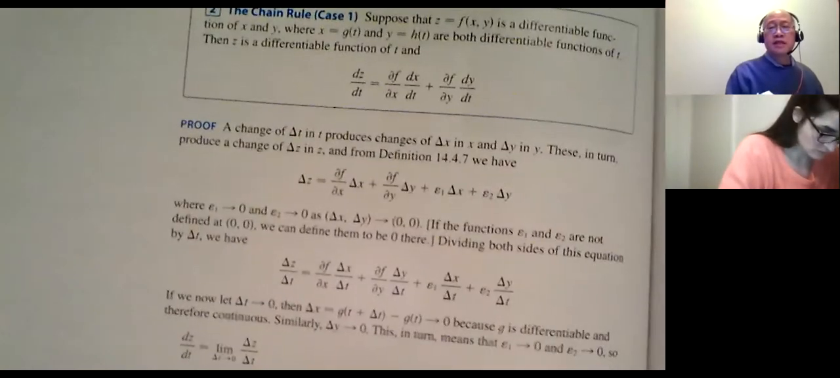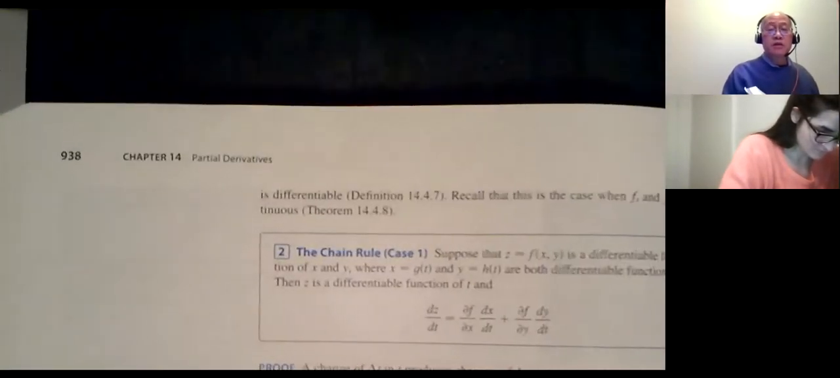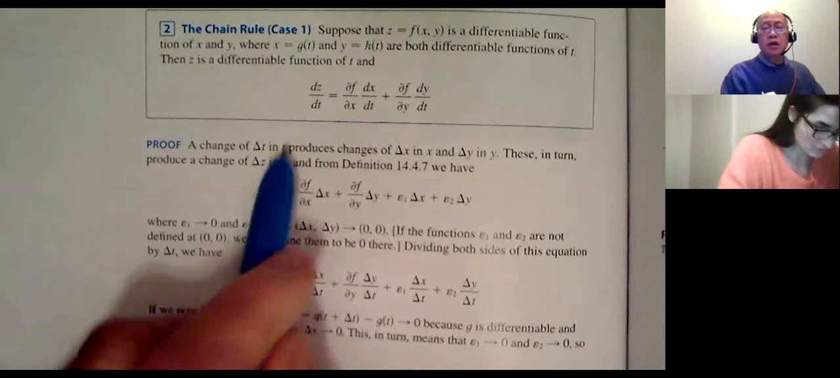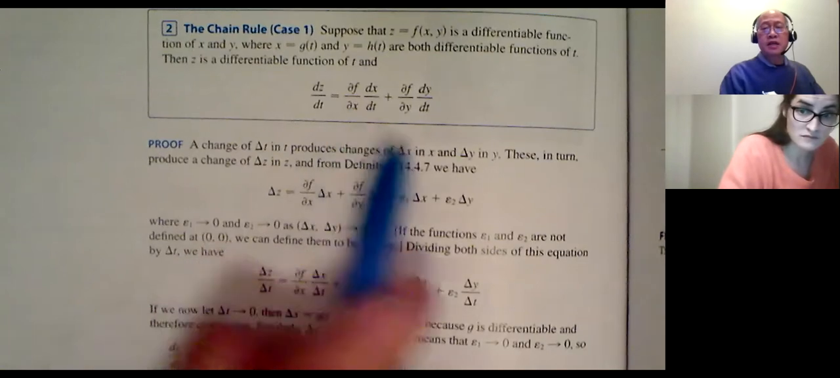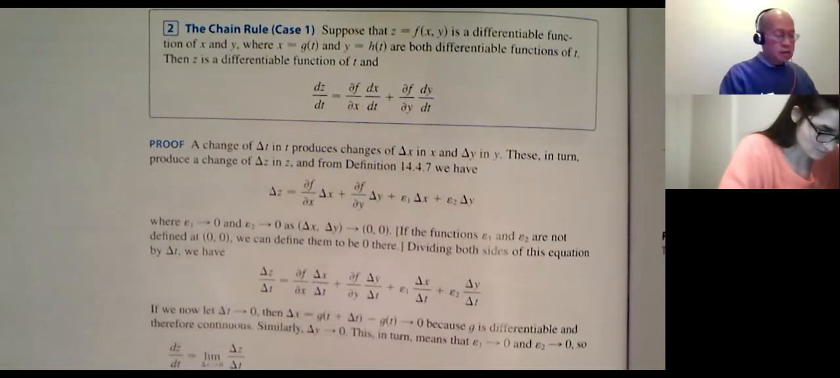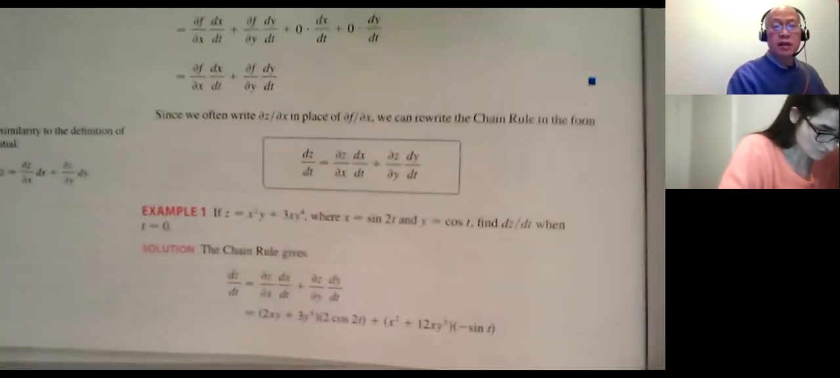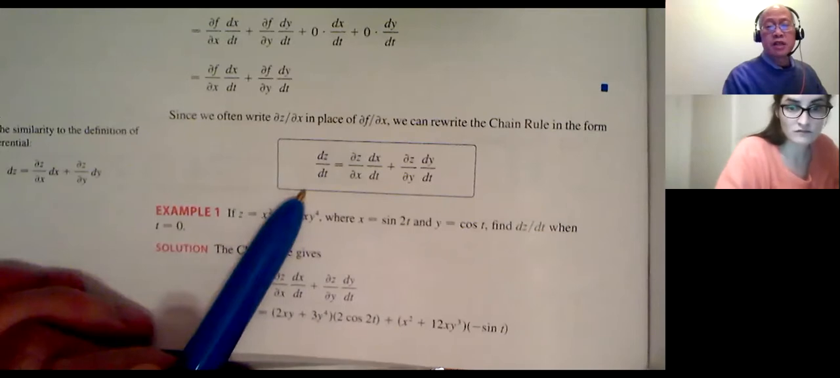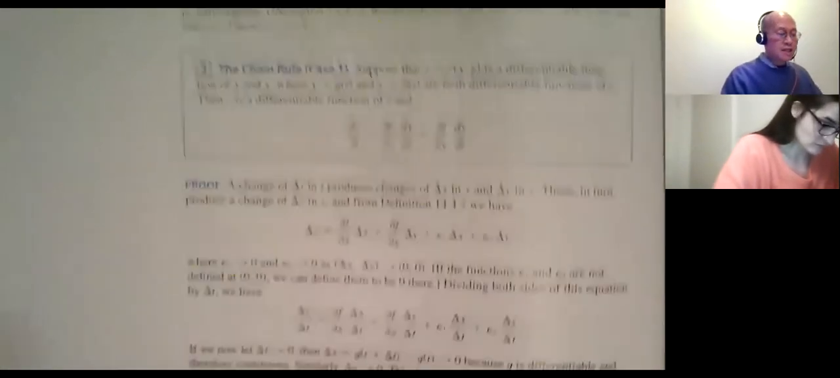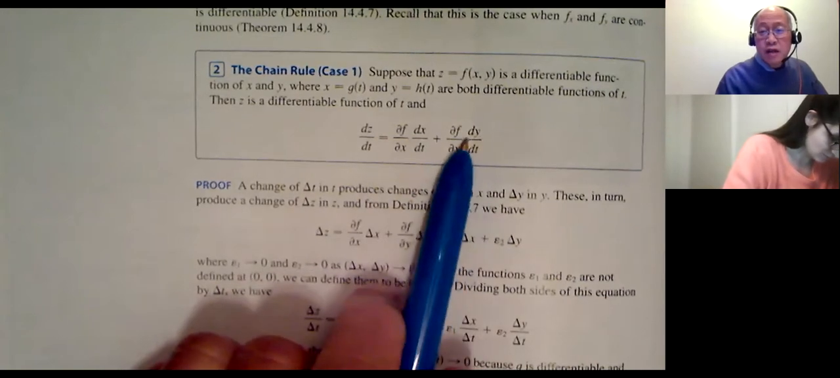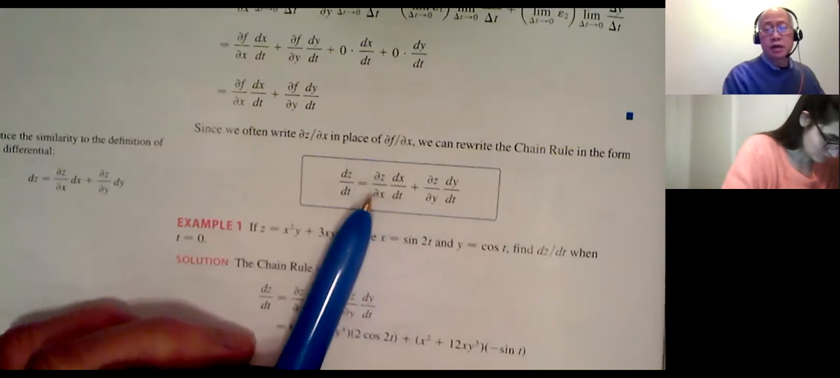Okay, so dz/dt, box 2, page 938, put that on your next cheat sheet. Partial of f with respect to x, dx/dt, plus partial of f with respect to y, dy/dt. Now another variation of the same formula is down here. But lest you get confused, this is the same thing as this. Instead of putting f here and here, they put z, but otherwise it's the same thing.